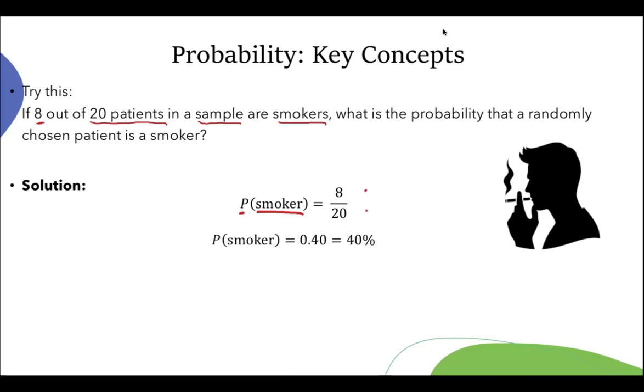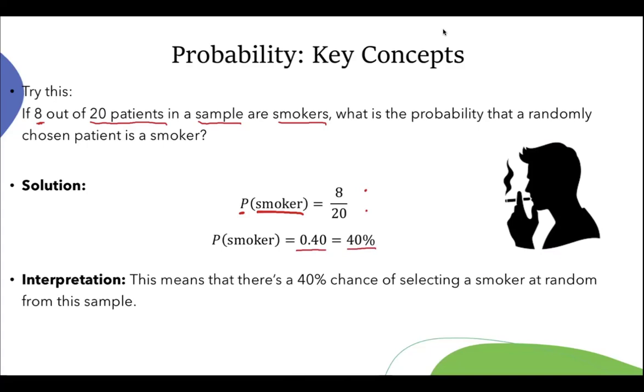And turning that into a percent, or first a decimal, 8 divided by 20 will give us 0.40, and multiplying that answer by 100 gives us 40%. To interpret this, it says that there is a 40% chance of selecting a smoker at random from this sample. Okay, the number of people in the sample is the denominator, and the number of people in the sample that are smokers is the numerator.